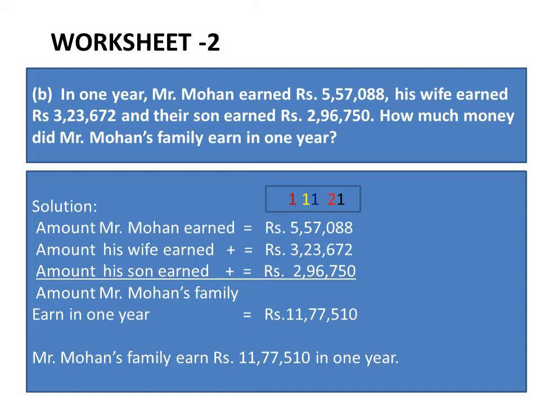Then add the digit of 10,000 place. 1 plus 5 plus 2 plus 9 is equal to 17. So 7 we will write in 10,000 place and carry 1 to the lakh place.